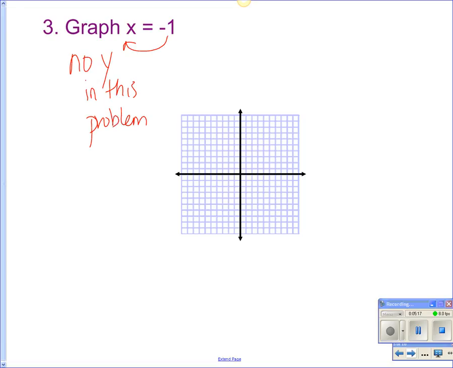Chad, which one's the x? This one or the one going up and down? Yeah, that one. That one's the x. Okay. Daniel, with -1, would I go left or right for negative? Left. Put a point at -1. All right. Chuck, what kind of line am I going to draw now? Very good. Up and down line.